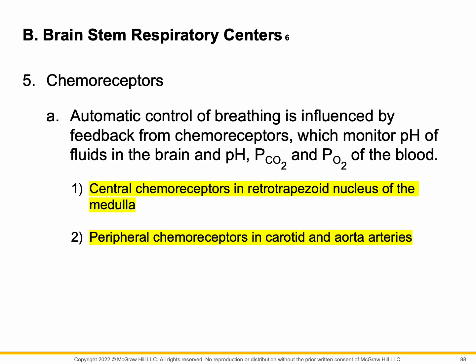Automatic control of breathing is influenced by feedback from chemoreceptors, which monitor pH of fluids in the brain, and also pH, carbon dioxide pressure, and oxygen pressure of the blood. Central chemoreceptors are in the retrotrapezoid nucleus of the medulla. There are also peripheral chemoreceptors found in the carotid and aortic arteries.